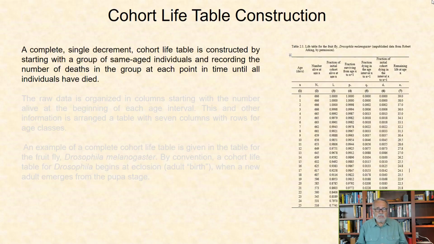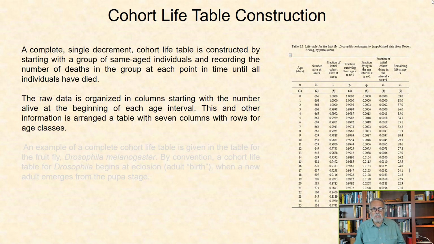So, cohort life table construction. A complete single decrement cohort life table is constructed by starting with a group of same-aged individuals and recording the number of deaths in the group at each point in time until all individuals have died. The raw data is organized in columns, starting with the number alive at the beginning of each age interval. This and other information is arranged in a table with 7 columns, as specified here, with rows for age classes.